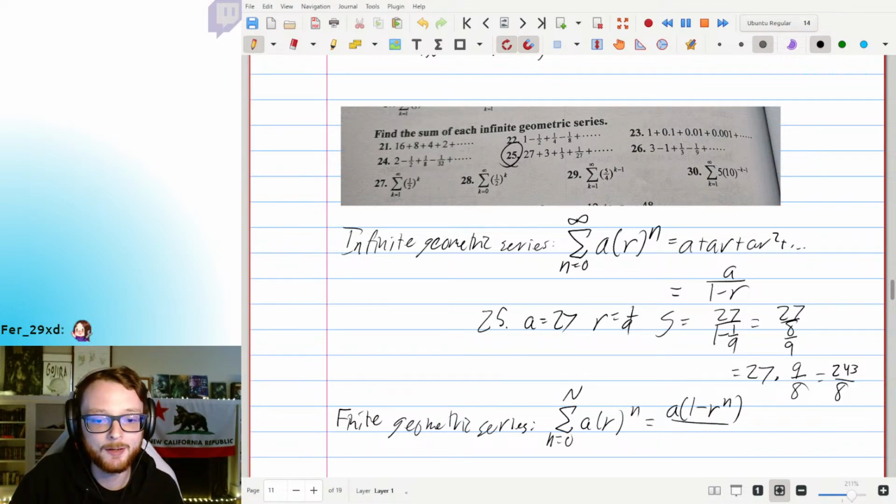If the series is finite, meaning it ends at some point, then the formula is the same thing, but there's a 1 minus r to the n in the numerator.